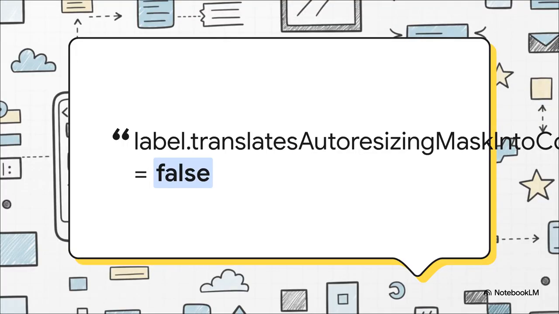Okay, stop. This right here, this single line of code, is absolutely crucial. If you only remember one thing from this whole section, make it this one. This line basically tells the system, hey, back off. I'm going to define this view size and position myself using auto layout. Let me handle it. Forgetting this one line is probably the number one cause of headaches for anyone new to programmatic UI.